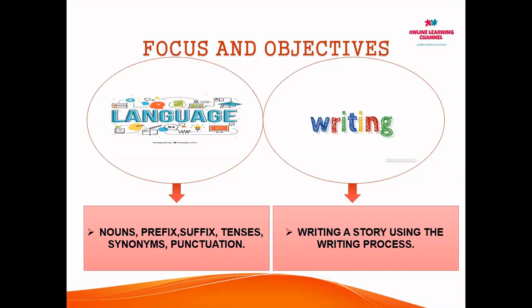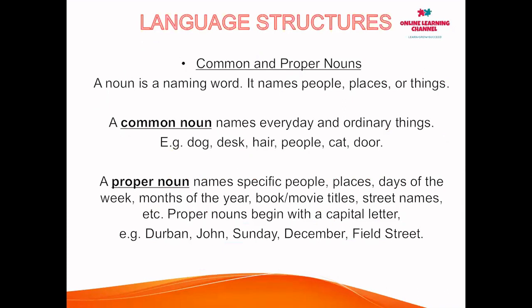Let's start with language. Number 1, common noun and proper noun. Remember, a noun is a naming word. It could name anything like people, places, or things. It's common. We use it all the time. We talk about it all the time. A common noun names everyday and ordinary things like dog, desk, hair, people, cat, door. Something we talk about all the time.